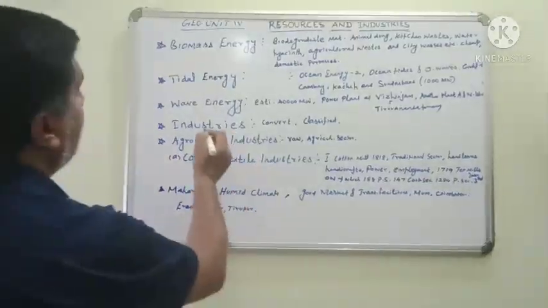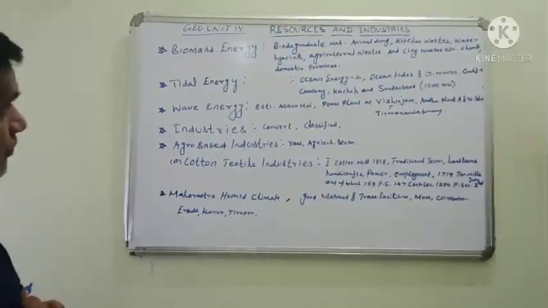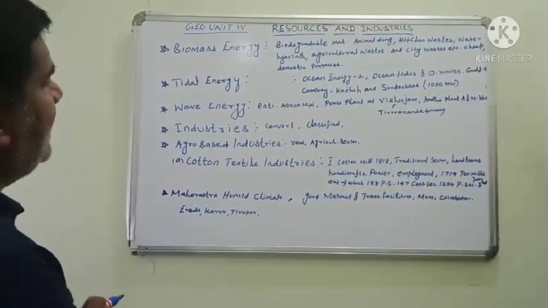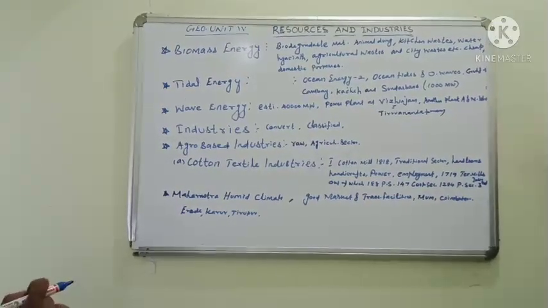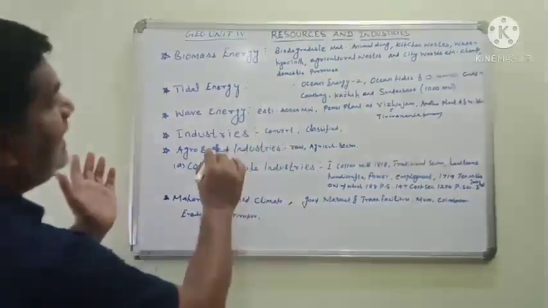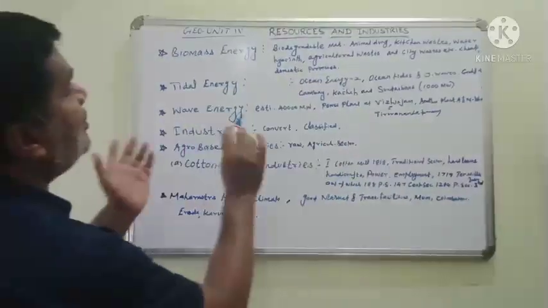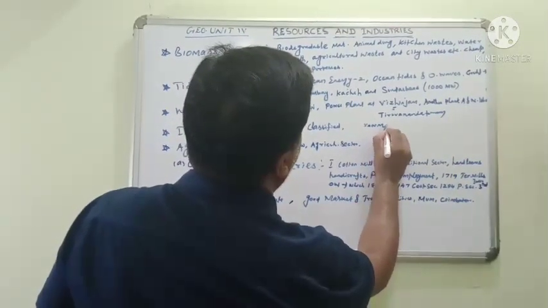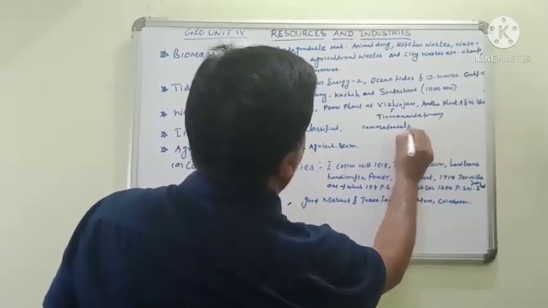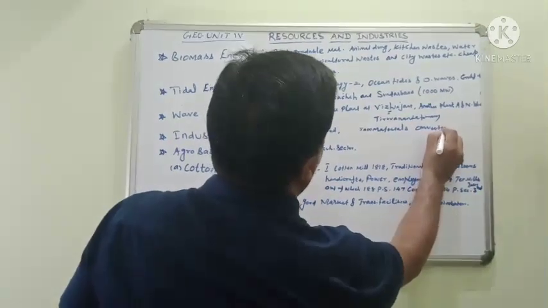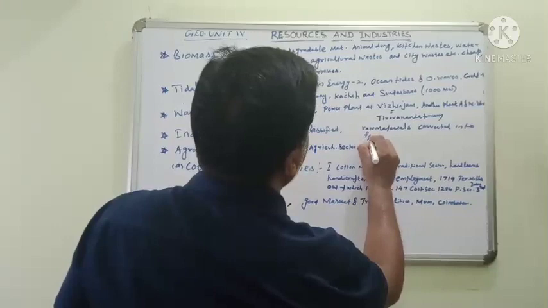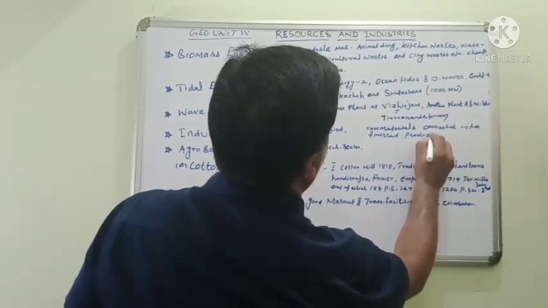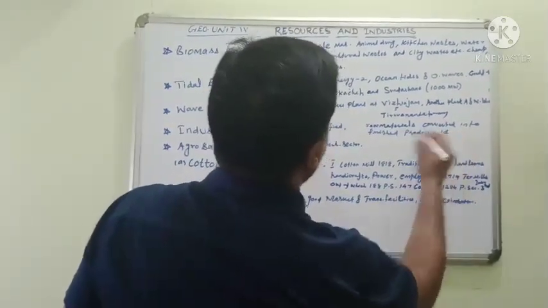Next one, industries. In our country, industries were established in many places. Raw material converted into finished products is known as industries.